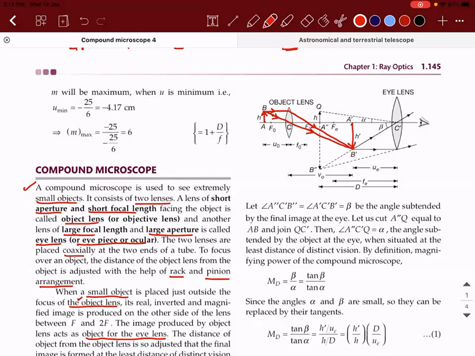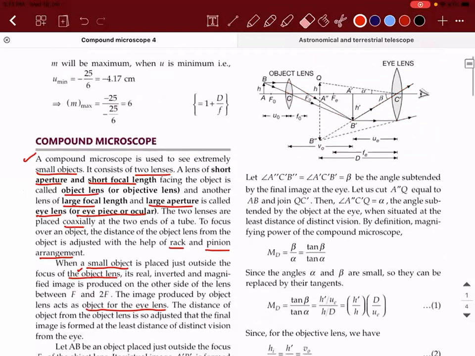For this final image, you take a ray parallel to the principal axis. It will pass something like this. And one ray through the optical center will travel without any deviation. Now this ray and this ray will diverge, so that the final image is formed at this point, and this place is called A double dash and B double dash. With the hope that this diagram is clear, I would like to label all the points.